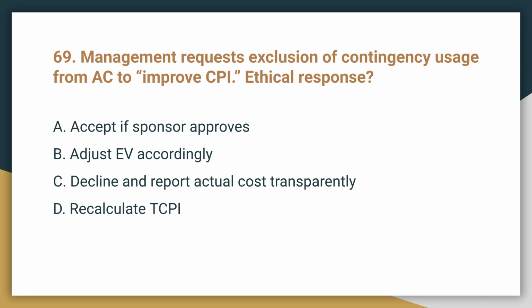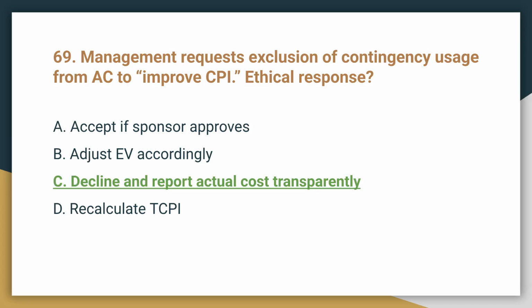Question 69. Management requests the exclusion of contingency usage from actual cost, or AC, to improve CPI. What is the ethical response? The ethical response is to decline and report actual cost transparently. Manipulating reported costs violates project management ethics and integrity principles.